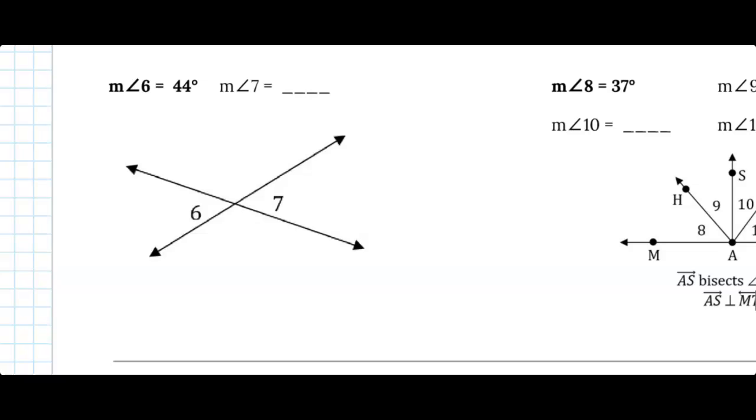Taking a look at number 6, we see that angle 6 and angle 7 are a vertical pair. Since they're a vertical pair, we know that they are congruent. So if angle 6 is 44 degrees, then angle 7 also needs to be 44 degrees.